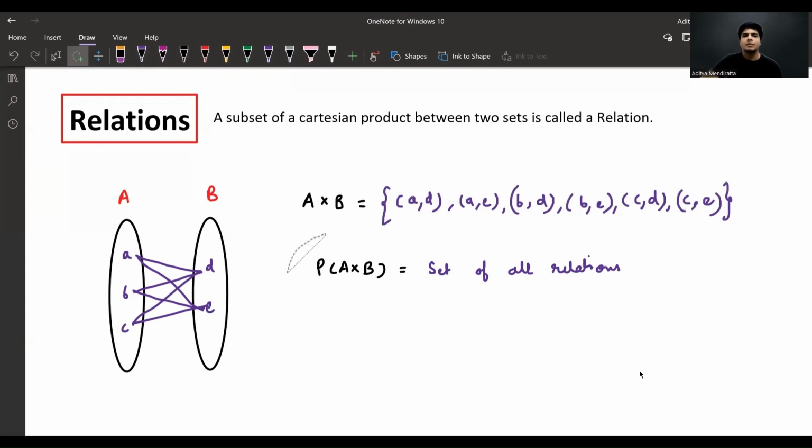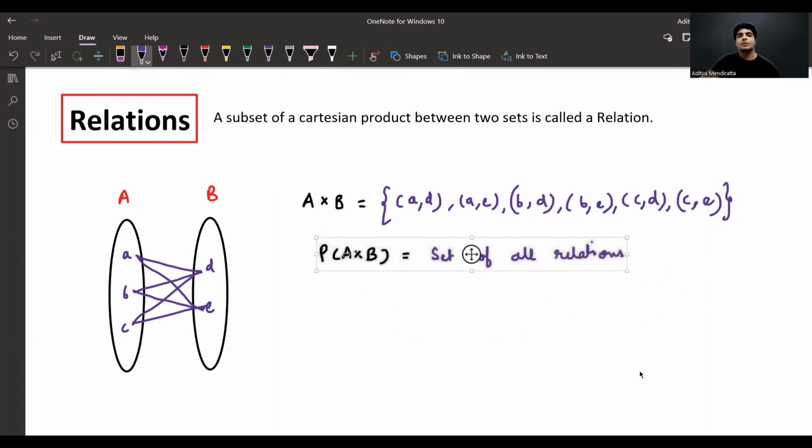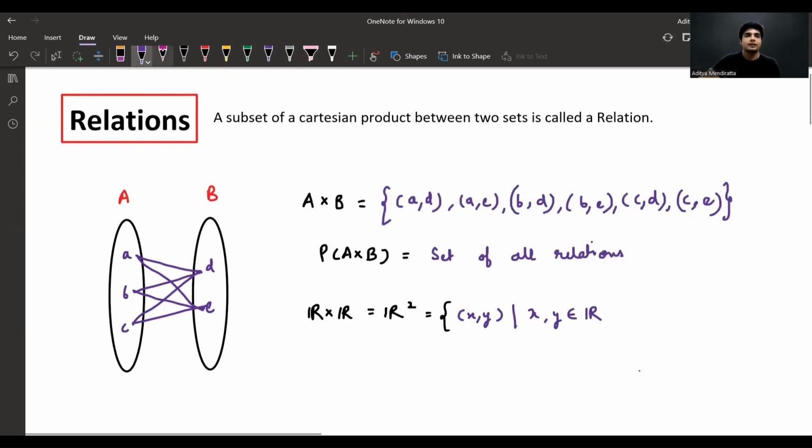Let's take one more example before we move forward. Let's take a very real example of two sets, the set of real numbers cross the set of real numbers, which is also sometimes referred to as R2. So how were the elements of R2 supposed to look like? Yes, that is correct. Coordinate pairs (x, y) such that x, y both belong to R.